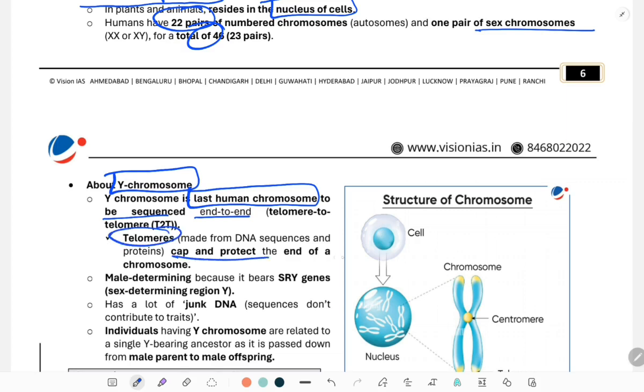Telomeres cap and protect the ends of the chromosome. The Y chromosome is male-determining because it bears the SRY gene, the sex-determining region Y. It has a lot of junk DNA sequence that doesn't contribute to traits. Individuals having Y chromosomes are related to a single bearing ancestor, as it is passed down from the male parent to male offspring.